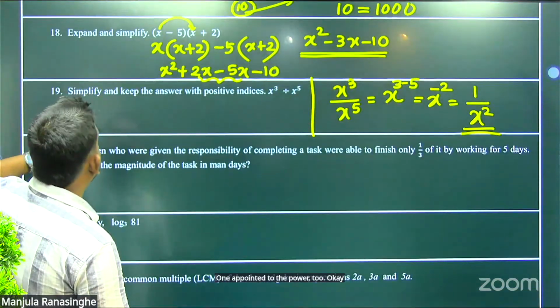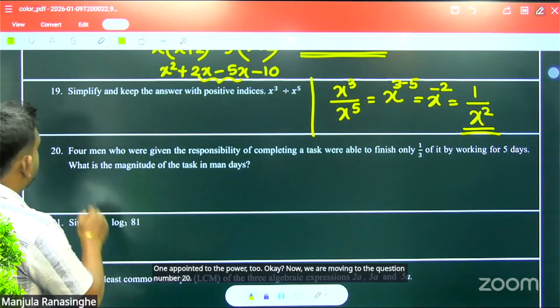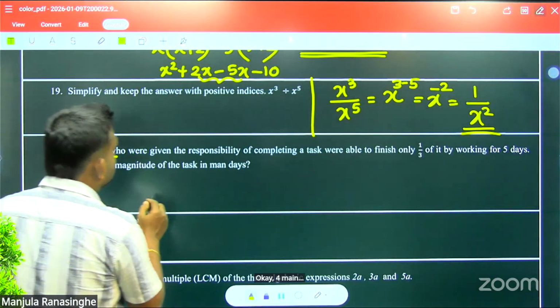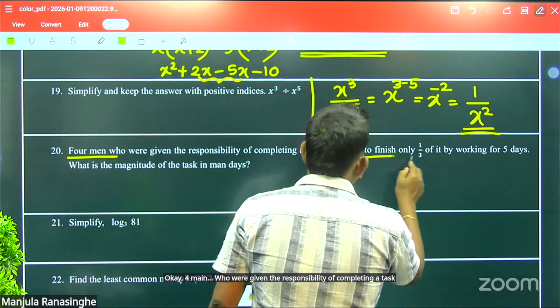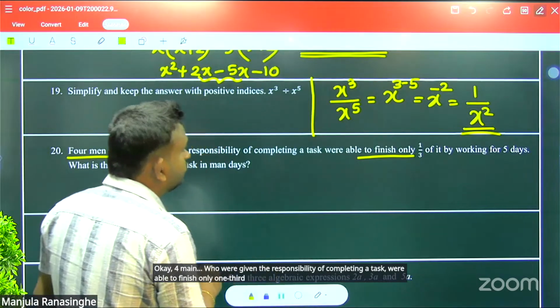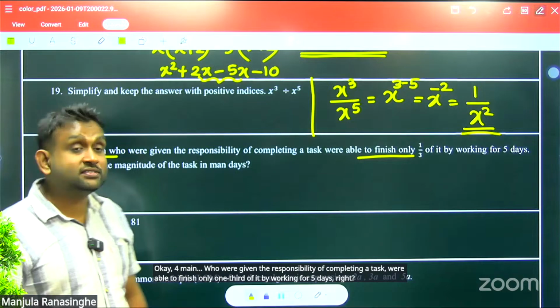Okay, now we are moving to question number 20. Four men who were given the responsibility of completing a task were able to finish only one third of it by working for 5 days. What is the magnitude of the task in man days?